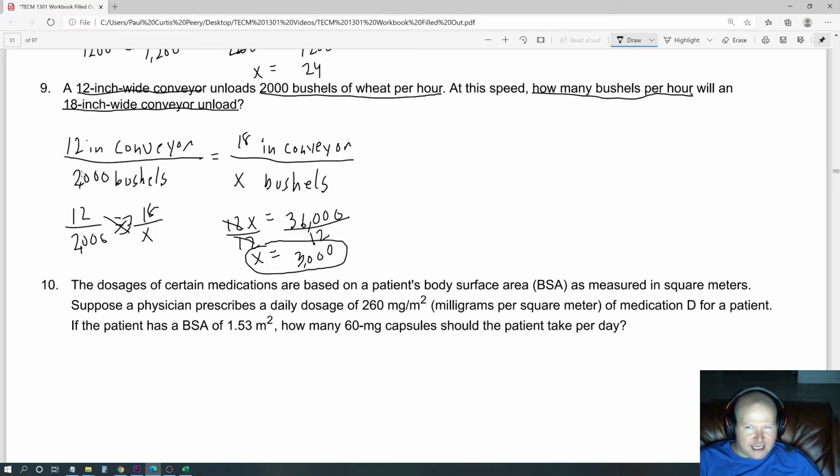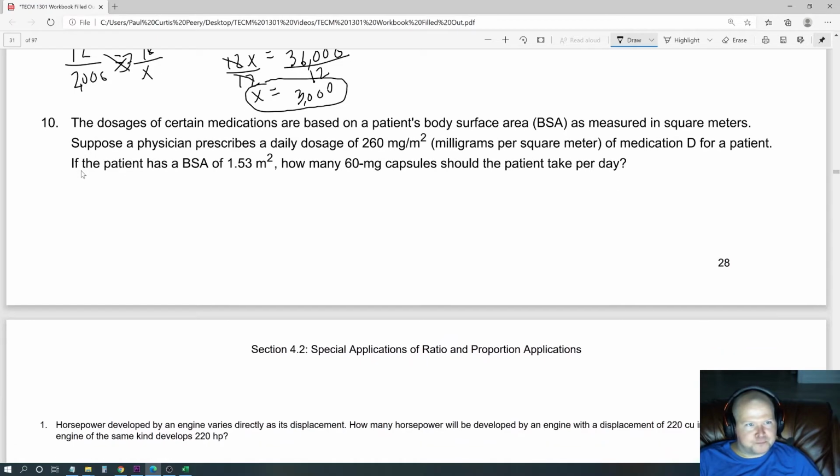Technically, just realize that normally if you're given a word problem, you answer it in sentence form. Technically, you want to do that just for clarity, but x equal to 3,000 is fine. But again, it's not a bad idea to answer it in sentence form. So the answer to how many bushels per hour would be: the 18-inch wide conveyor will unload 3,000 bushels per hour. Something like that, right?